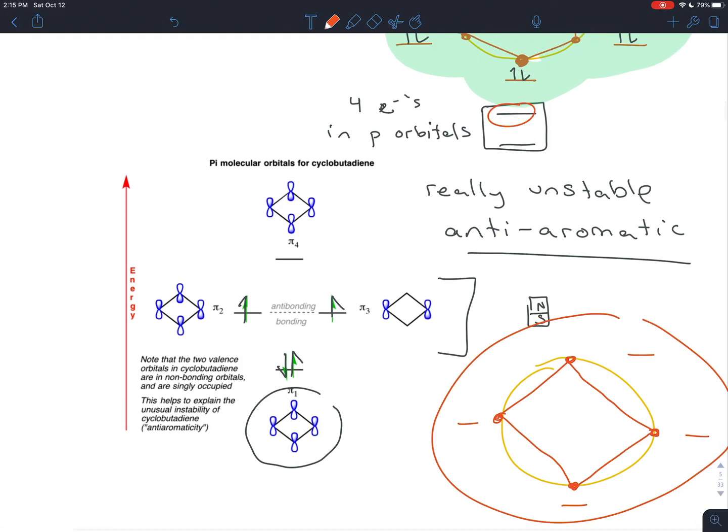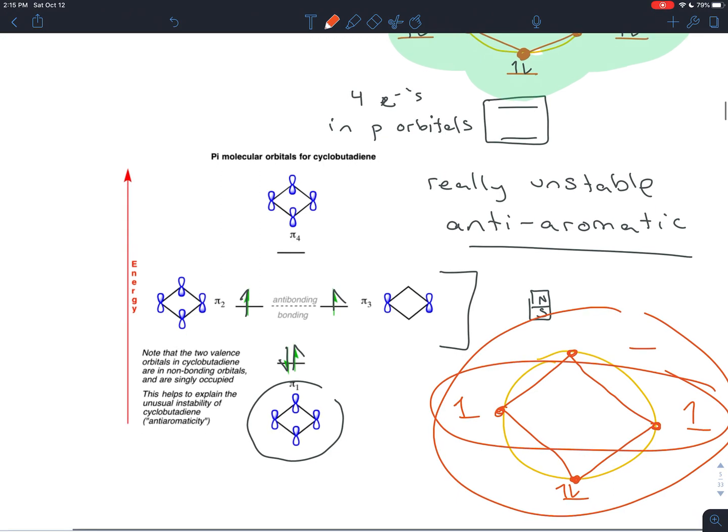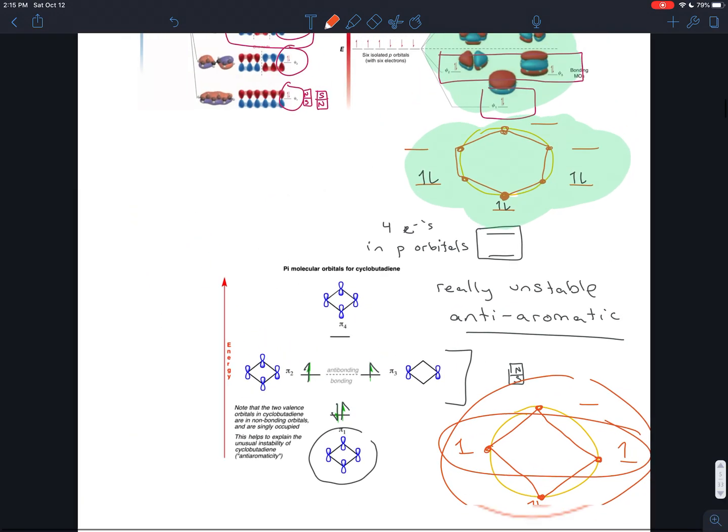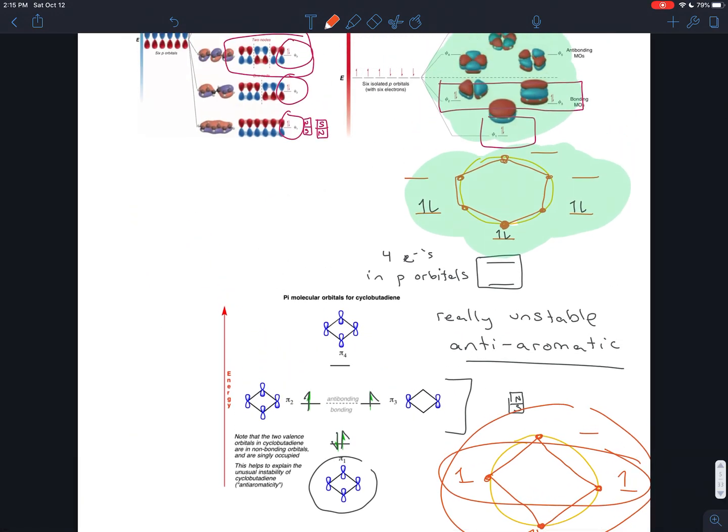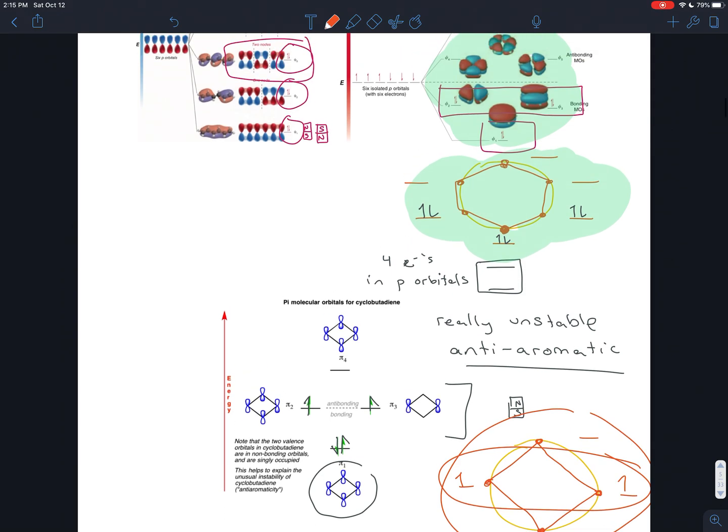So if we know there are 4 pi electrons here, we can fill those in from the bottom, 1, 2, 3, 4, and you can see the unpaired electrons. This molecule is going to be very unstable. It's going to be anti-aromatic. So that's a quick way of drawing the molecular orbitals for rings that have conjugated systems.